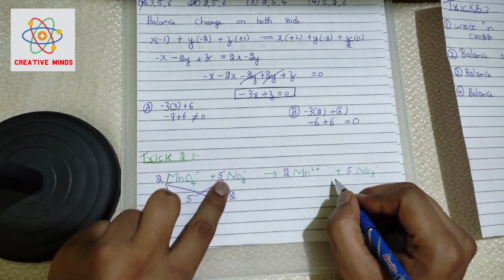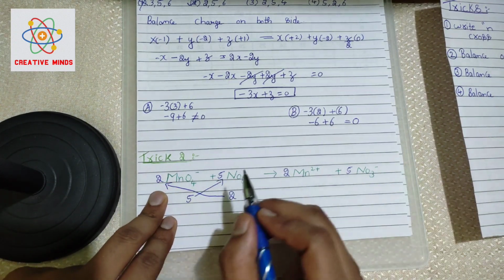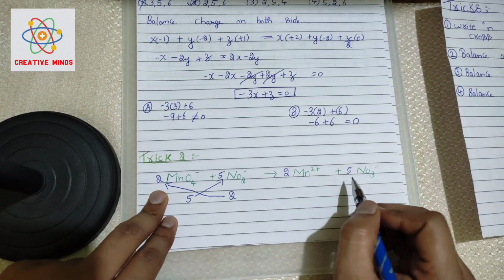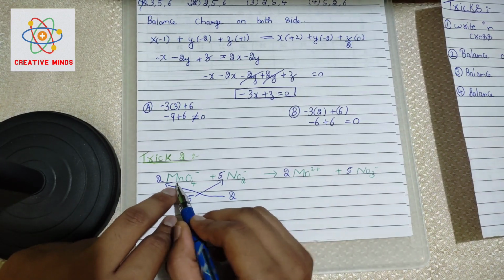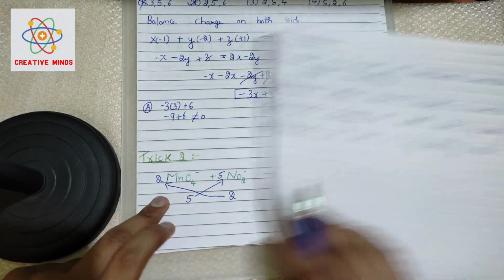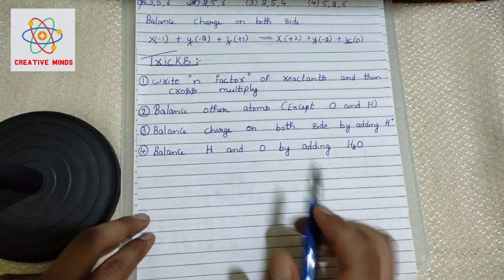Second step completed. What is the second step? Balance atoms other than oxygen and hydrogen. Other than oxygen and hydrogen, what do we have? Manganese and nitrogen. So we have balanced it. Next, let us move on to the third step.